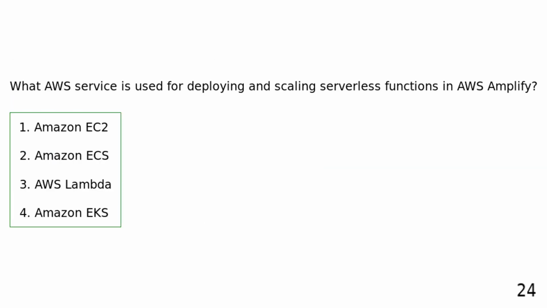What AWS service is used for deploying and scaling serverless functions in AWS Amplify? Amazon EC2, Amazon ECS, AWS Lambda, Amazon EKS. AWS Lambda is used for deploying and scaling serverless functions in AWS Amplify, handling backend logic without provisioning or managing servers.